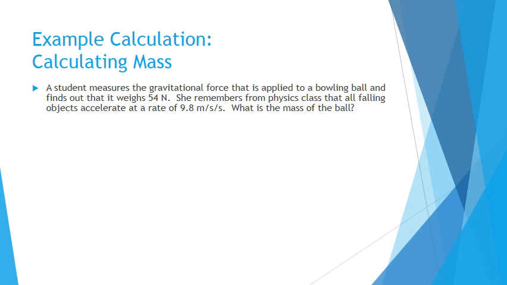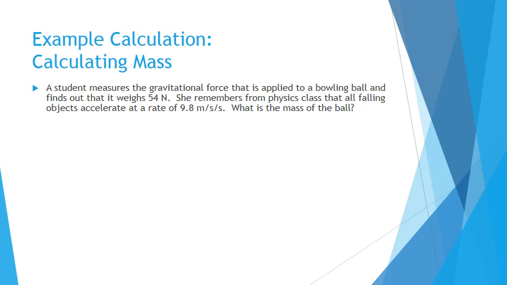Let's do one last example. A student measures the gravitational force. Ooh, that sounds like it's weight, gravitational force. A student measures the gravitational force that is applied to a bowling ball and finds out that it weighs 54 newtons. She remembers from physics class that all falling objects accelerate at a rate of 9.8 meters per second per second. What is the mass of the ball?